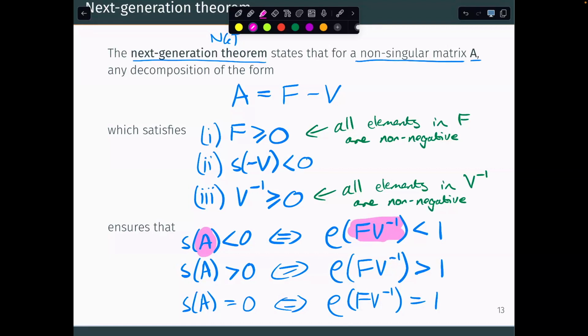The next generation kind of breaks down a bit if we're talking in continuous time. You could apply the same methods in discrete time, in which case that is one generation to the next.